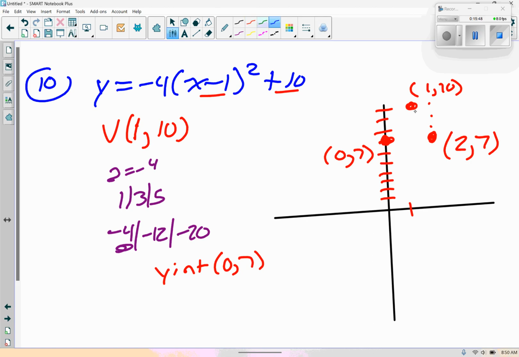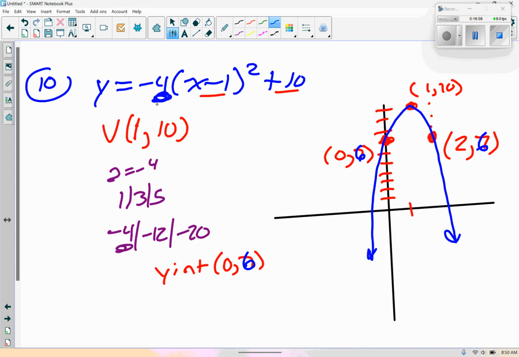We have enough to graph our parabola. I mean, the next values would go down 12, so that's kind of a lot. Actually, I went down 4, didn't I? Down 4, so this should have been 6. That should have been a 6 there. It should have gone down 4 because of that.